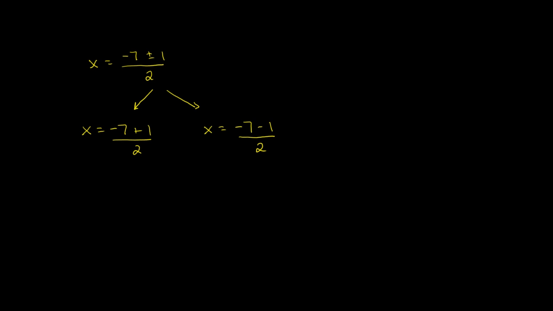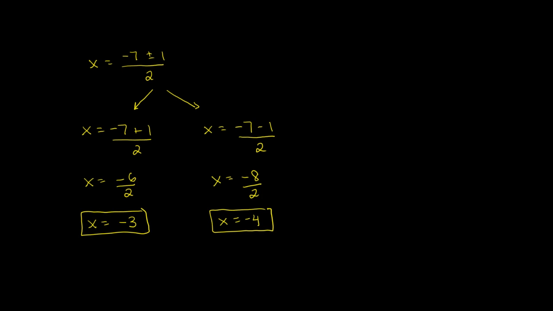Now we've got 2 equations, which is going to give us our 2 solutions. And so now we need to continue with the order of operations by using our addition and subtraction. So x equals -7 plus 1 is -6. So I have -6 over 2. X equals -7 minus 1 is -8 over 2. And then we want to simplify those fractions, which in this case we can divide those. We get x equals -3. And x equals -4. As you see, these are the same answers that we got by factoring.